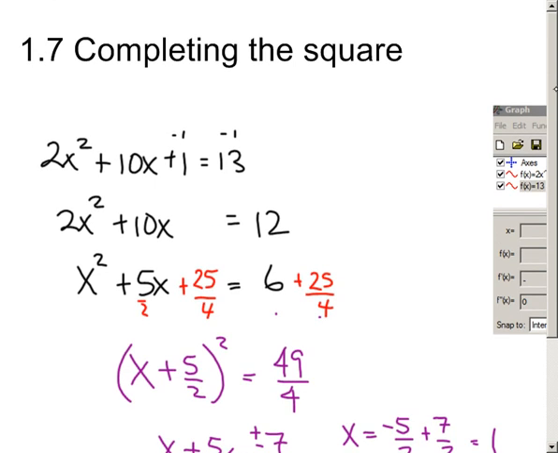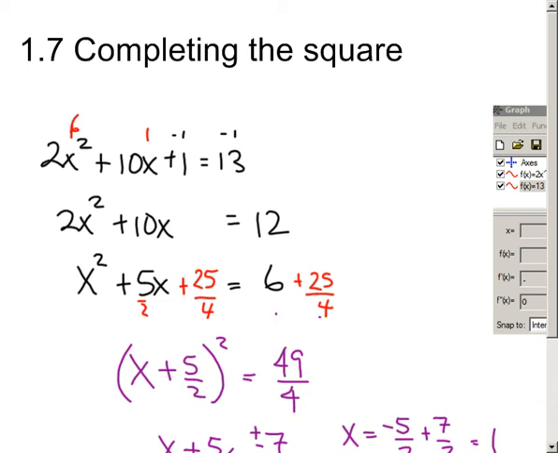Now if I go back up to the top and do a little bit of substitution, I can see that if I put in 1, I get 2 plus 10. Well, I lost part of my equation. There we are. I put in a 1. I get 2 plus 10 plus 1 is indeed 13. So I know that value works.